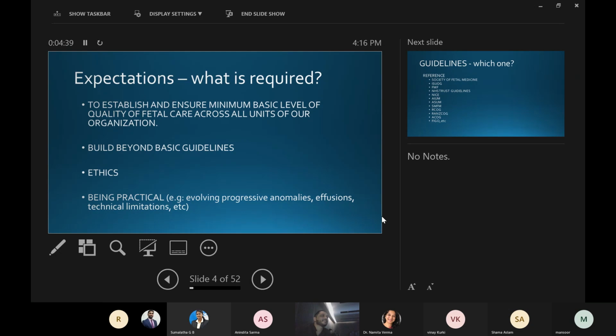And the next thing is being practical. We are not expecting that you should never miss an anomaly, because it is a worldwide acknowledged fact that anomalies can be missed in expert hands. No matter how expert you are, you can still miss anomalies. There may be some technical limitations. There may be some progressive anomalies which are not seen during your 18 to 22 week scan. Later they may appear. Effusions and all, they can appear anytime.